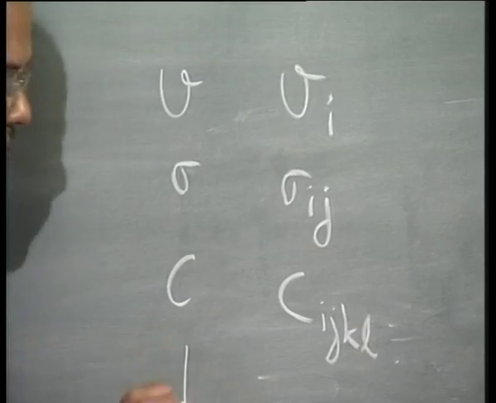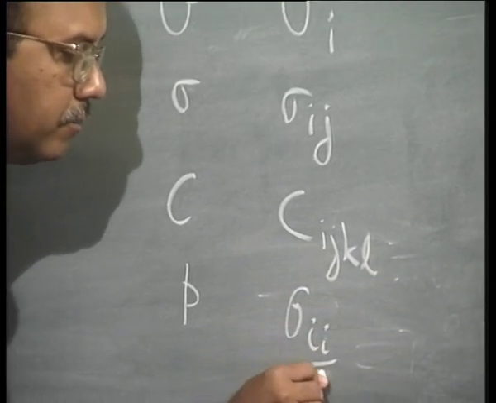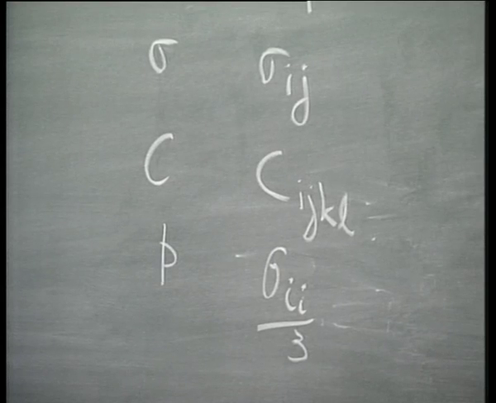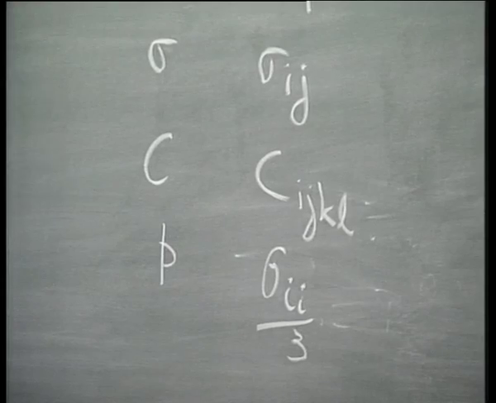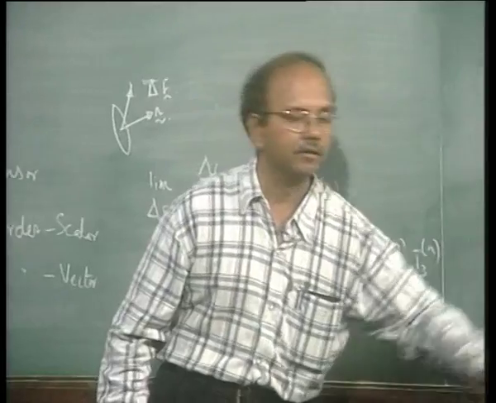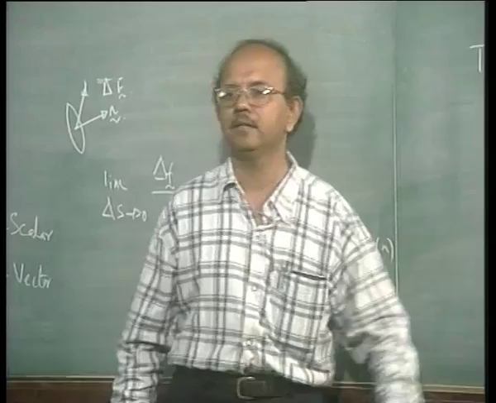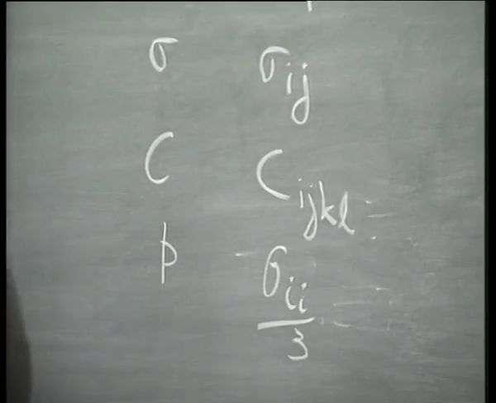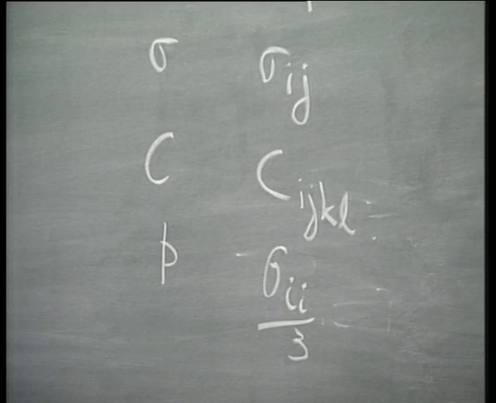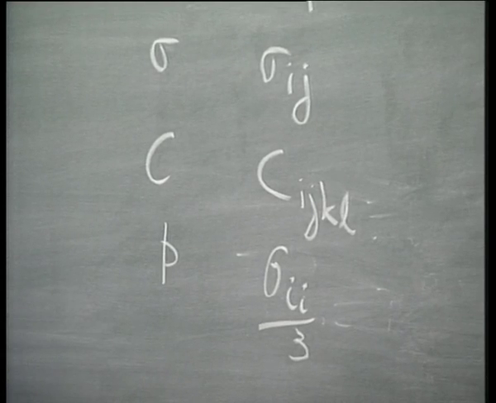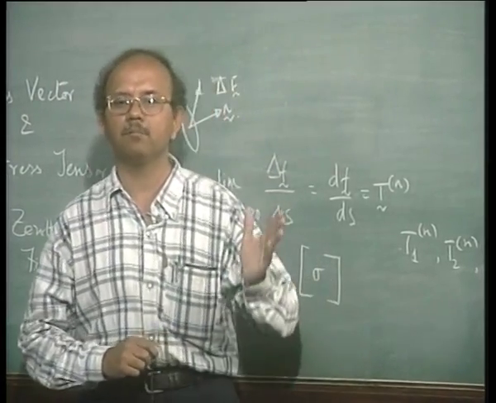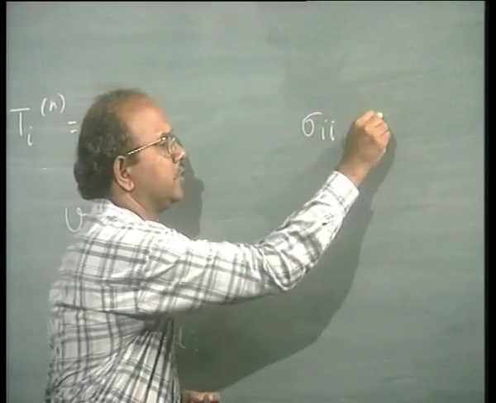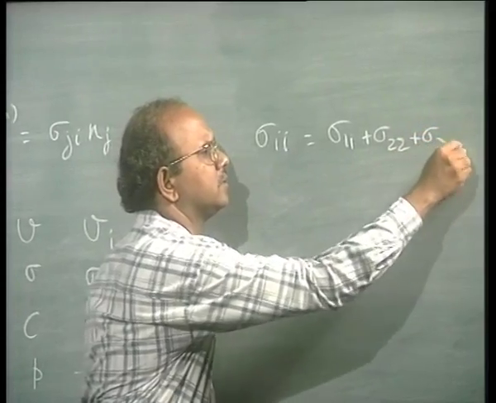I can write, say for example, P as sigma ii by 3. Now there is a difference between this and this. What is the difference between the two? It gets repeated. Here i gets repeated. Here it does not get repeated. The convention here is whenever an index gets repeated, it means that you have to sum up over the range of that index, which means that sigma ii is equal to sigma 11 plus sigma 22 plus sigma 33.